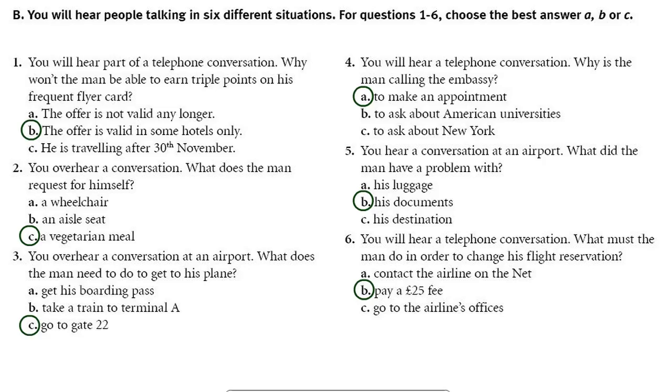6. You will hear a telephone conversation. What must the man do in order to change his flight reservation? A. Contact the airline on the net. B. Pay a £25 fee. C. Go to the airline's offices.